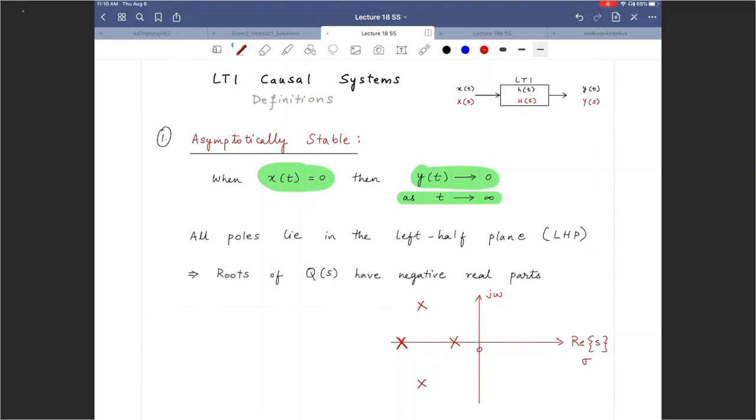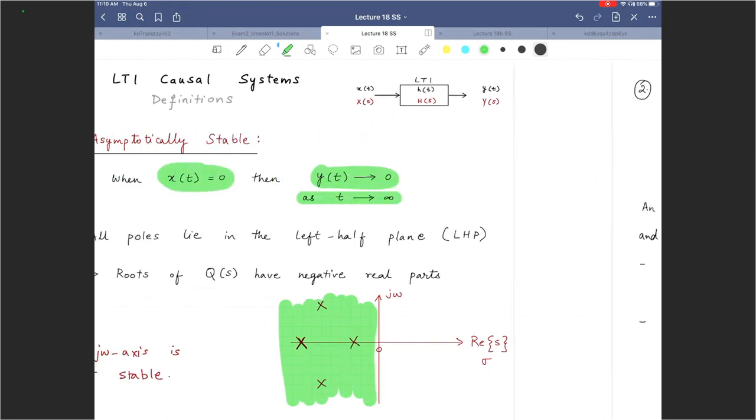So on the j omega axis is not stable. It's actually marginally stable if you're there. So if you are on the left half plane, what does that mean? That means that the roots of the denominator polynomial have negative real parts. Sigma is negative, right? So all of that is green. Exclude the y-axis. Let's move on to the next one.